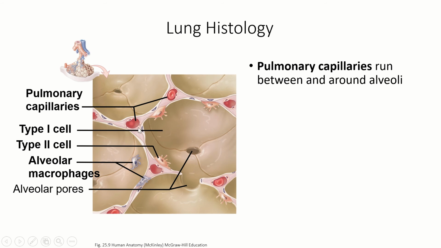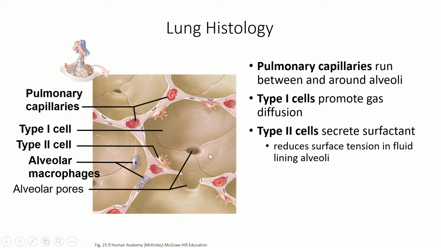Now when we look at a diagram at even higher focus, we see the pulmonary capillaries running around the corners of the alveoli, and then we see that there are two types of cells that make up the alveoli. The type 1 cells are these big, wide, flat cells that actually do the gas diffusion. Notice there are these little spaces, little holes, pores between the different alveoli within the alveolar sac.